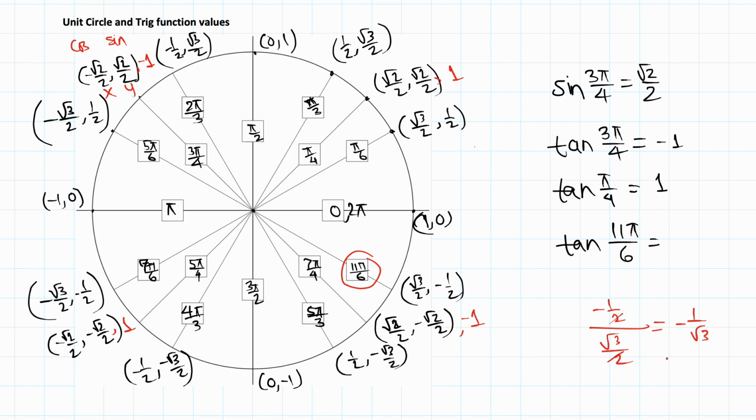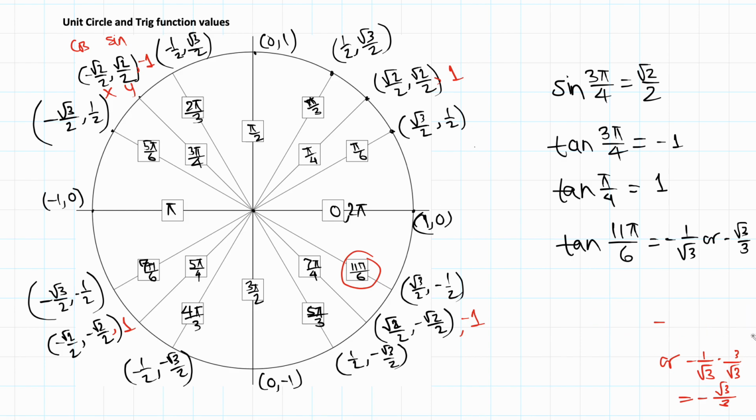And this is fine, but we can rationalize the denominator. Negative 1 over root 3 times root 3 over root 3 makes root 3 on the top, 3 on the bottom. So negative 1 over root 3 is the same as negative root 3 over 3. So tangent 11 pi over 6 has value negative 1 over root 3 or negative root 3 over 3. Just the ratio of y and x.